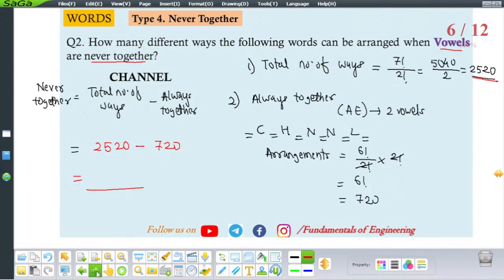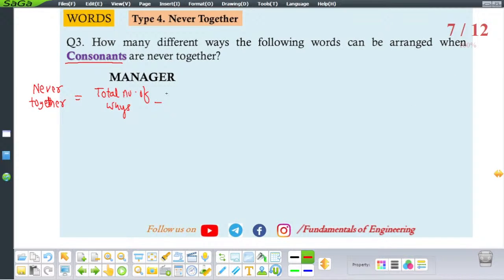Now we have seen the vowels. Now we will move towards consonants. So consonants are never together. Same formula. When the consonants are never together is equal to total number of ways minus always together. So always together we have seen in the last part. If you have not checked, you can check. The link is available in the description box.